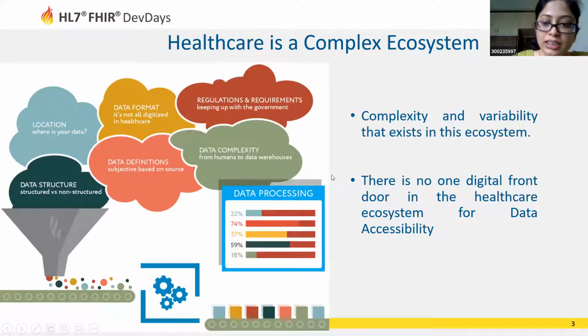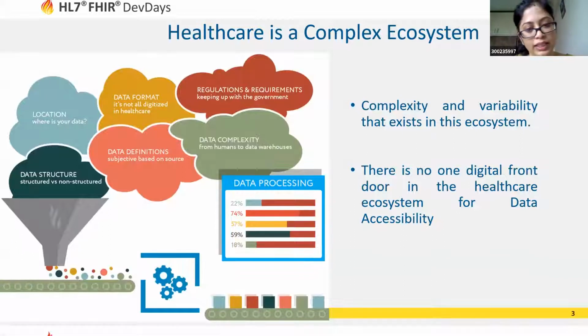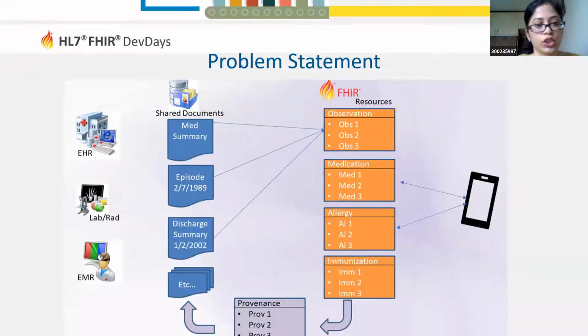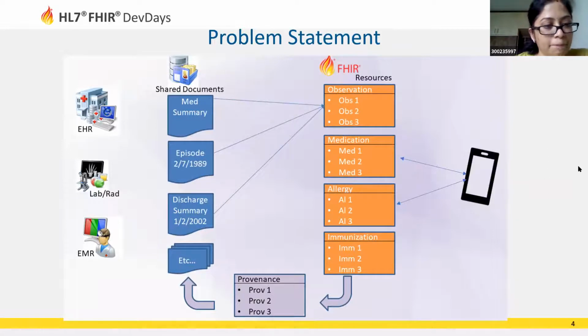In fact, there is no one digital front door to access data in this whole healthcare ecosystem. Because of the multitude of products that exist, the multitude of specifications that each of them support, be it DICOM, be it FHIR or HL7, or the XDS or the cross-document data sharing profiles governed by IHE. So that's what we would actually touch upon today and learn about a specific use case that we had to work on in such a variable healthcare ecosystem.